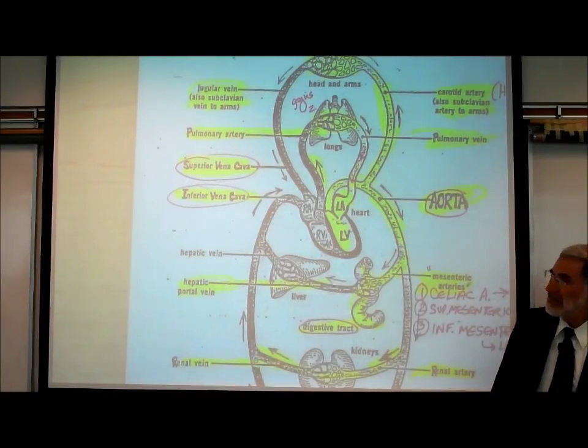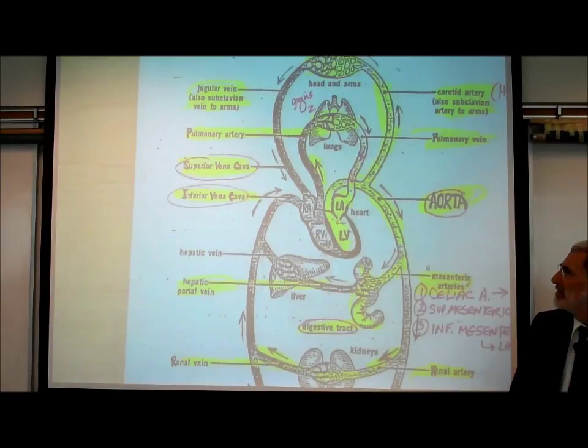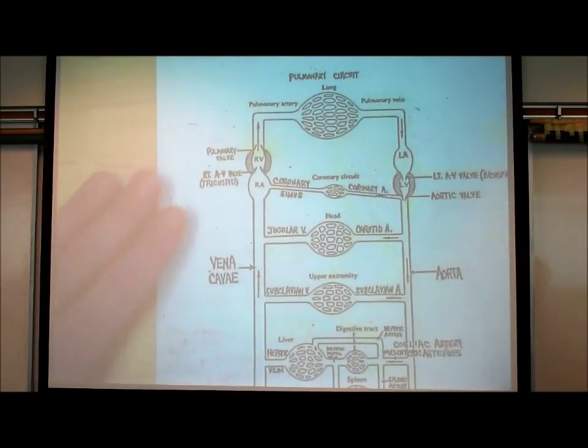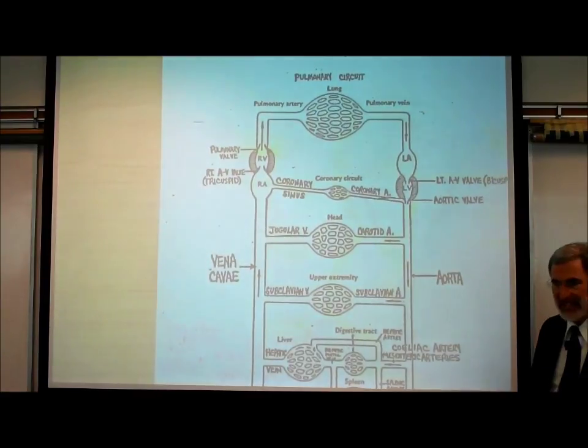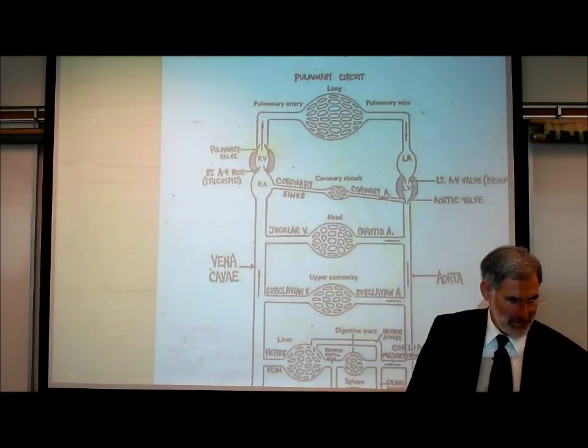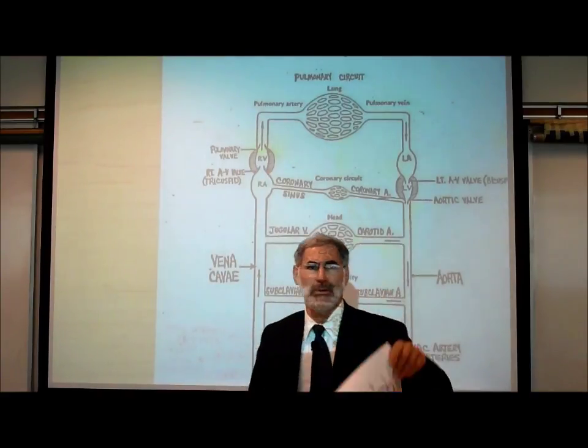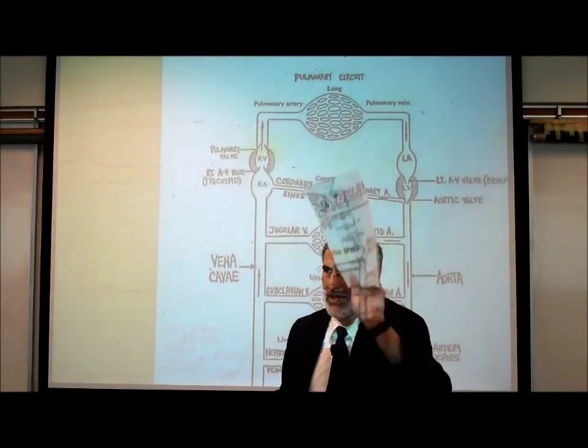Now, let's look at a kind of strange diagram on the back side. On the back, this is a schematic diagram of the circulatory system. If anybody needs this handout, we gave it last time, but I have more copies.